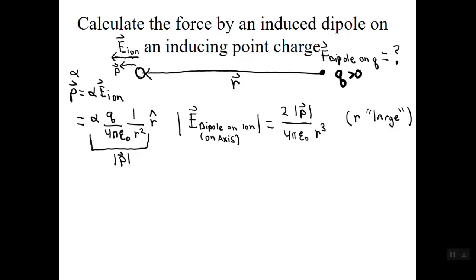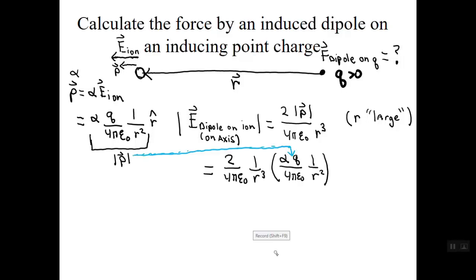Here is the expression we found earlier for the magnitude of the dipole electric field on axis, which we're going to compute at the location of the ion. We have an expression for the magnitude of the vector dipole moment, so we'll just go ahead and substitute that in. We can simplify this a bit and end up with this result. The direction of the electric field due to the dipole at the ion will point in the same direction as the vector dipole moment P.